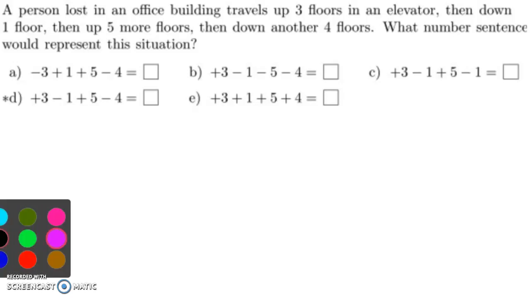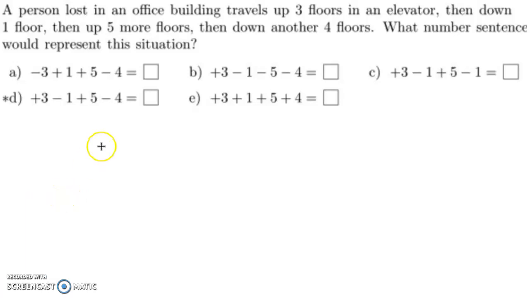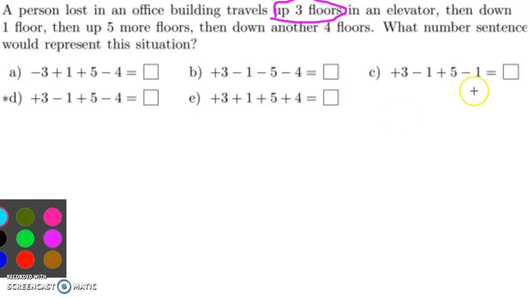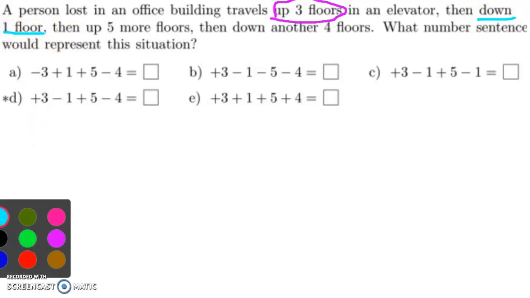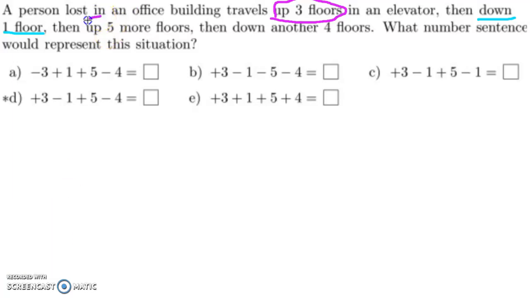Okay, here we go. So I'm going to go ahead, I'm going to highlight some important information. Well, first of all, they travel up 3 floors. That's the first thing right there. Then I'm going to switch colors for the next step because then they travel down 1 floor. So I'm going to underline the downs. And then I'm going to go back because it says up 5 more floors. So I'm going to circle that again in the purple so it matches. So all of my ups are in one color.